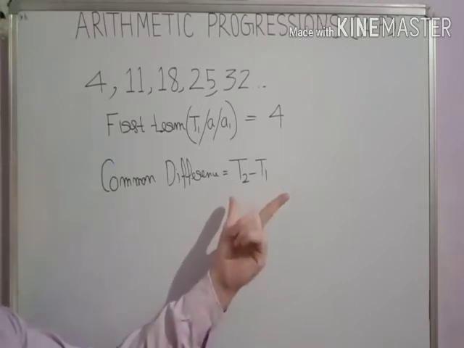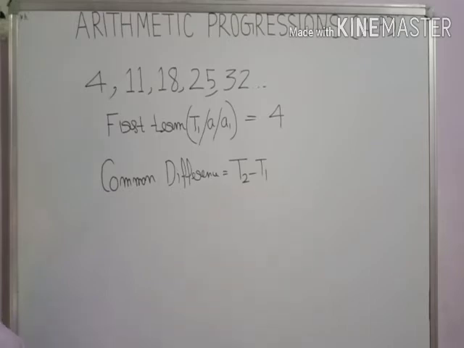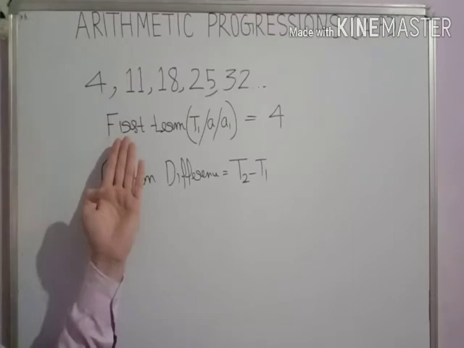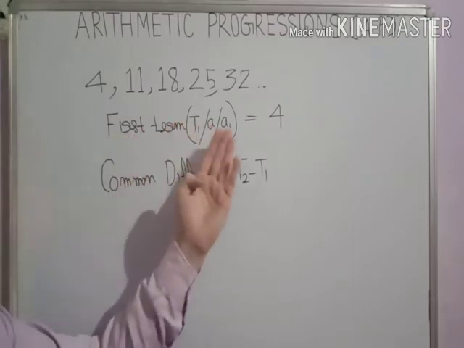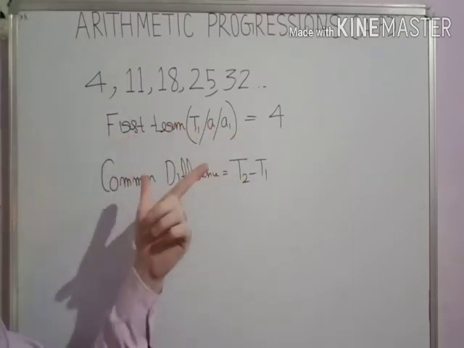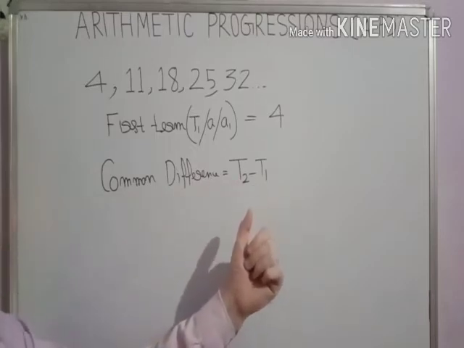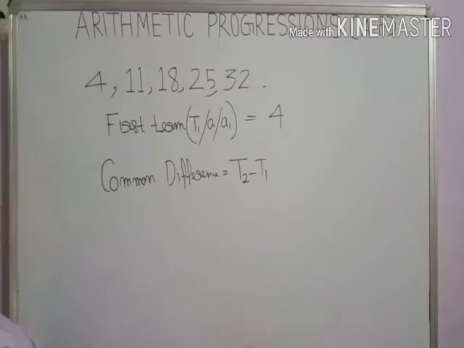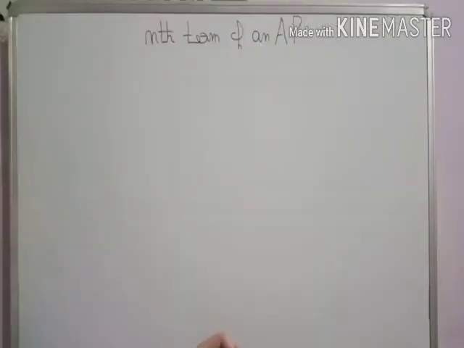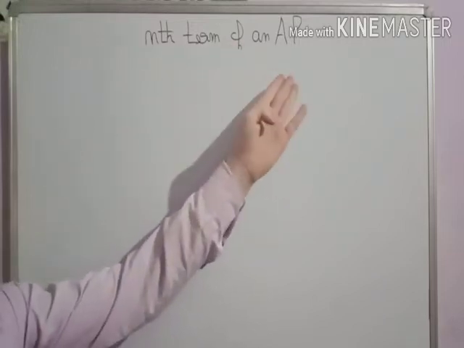I have taken T2 minus T1. You can use T4 minus T3. But it's okay. The first term can be denoted as T1, A or A1. Common difference can be calculated by applying T2 minus T1, T3 minus T2, T4 minus T3, like this. So let us understand the nth term of an AP.